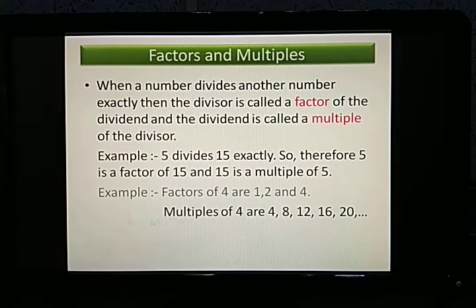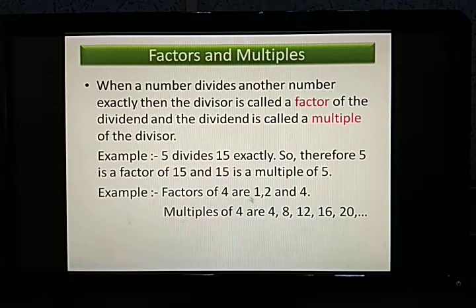But 5 will remain as the factor of those numbers. One more example you can see here. Factors of 4 are 1, 2 and 4. And multiples of 4 are 4, 8, 12, 16, 20 and dot dot dot. Why have I given dot dot here? Because it's infinite. The number of multiples of any number is infinite. There is no limit to it. It goes on. Whereas factors, you can see, it is limited.